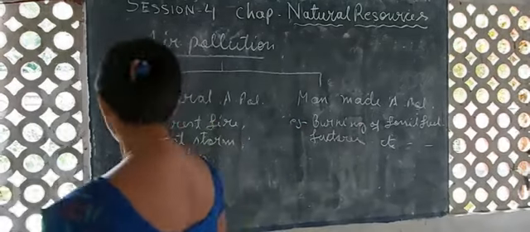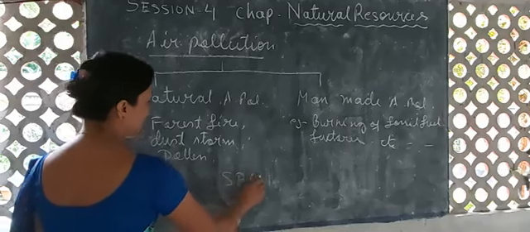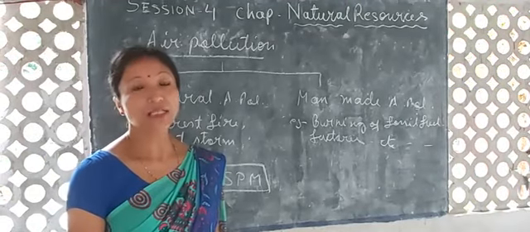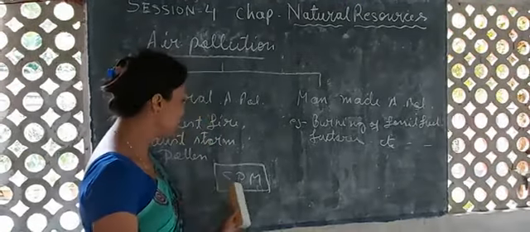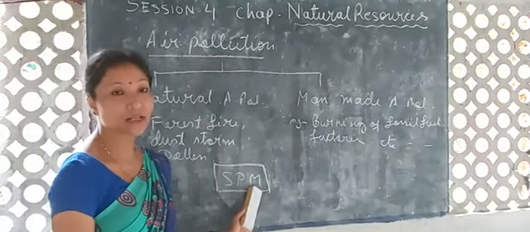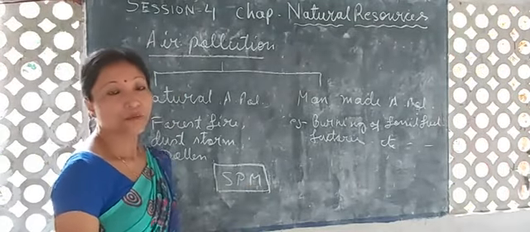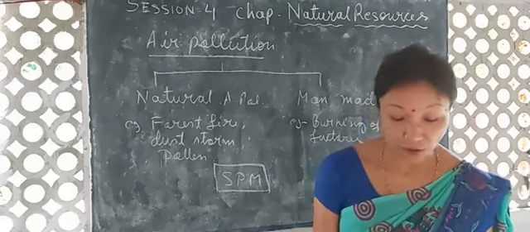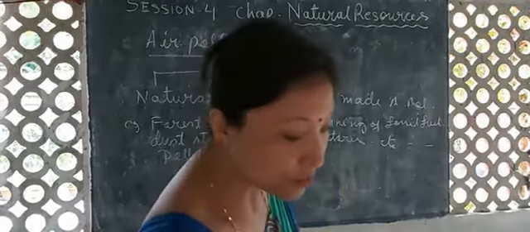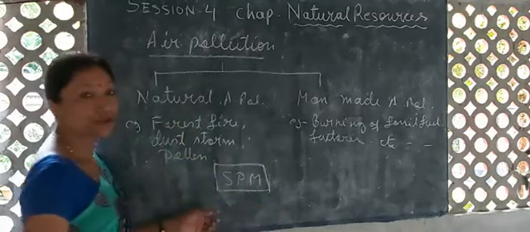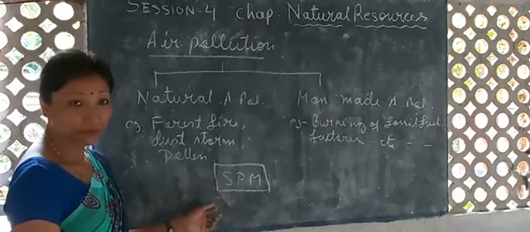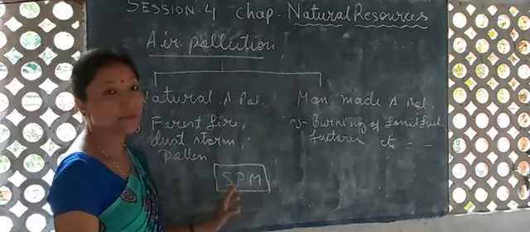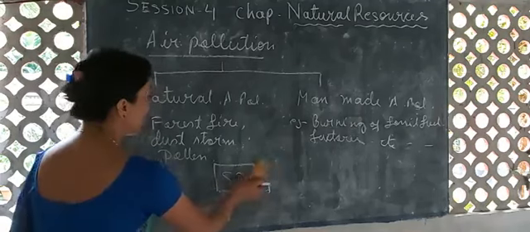Then one word abbreviation, SPM. What is SPM? Suspended particulate matters. The presence of suspended particulate matters in the air will pollute the air. As already mentioned, the presence of dust particles, then smoke coming out from the factories. So this SPM will include the smoke, soot coming out from factories, dust, all these can be categorized under SPM, that is the presence of suspended particulate matters.